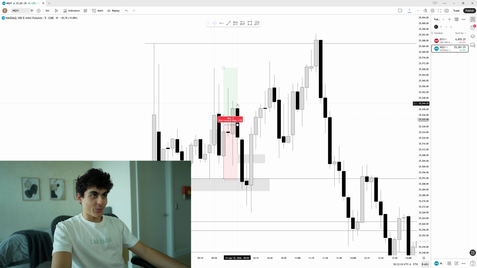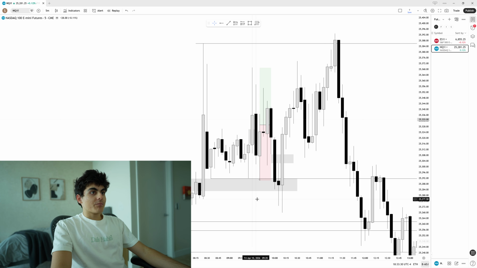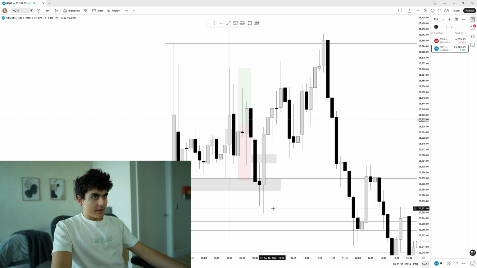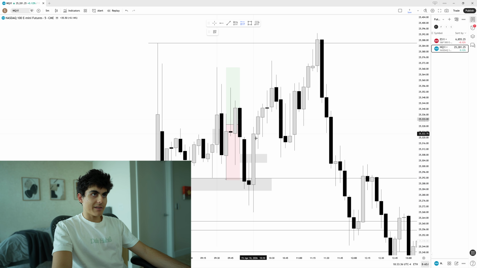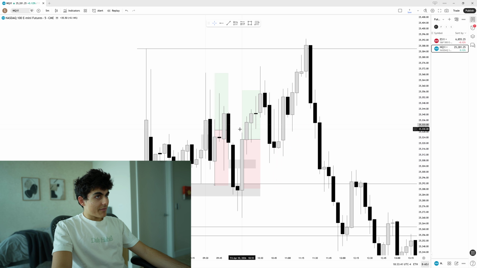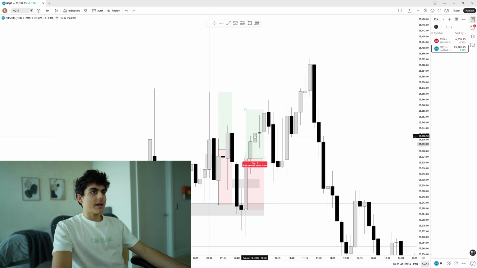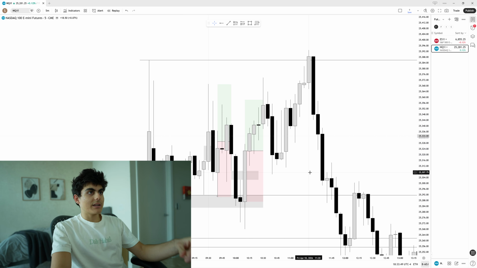We create our first 5-minute fair value gap. I'm like, okay, this is possible. And then we instantly inverse it. This is a nice trade here. We inverse the 5-minute gap. This is a very clean inverse, and you can definitely catch a good RR here. You're trading with the trend.